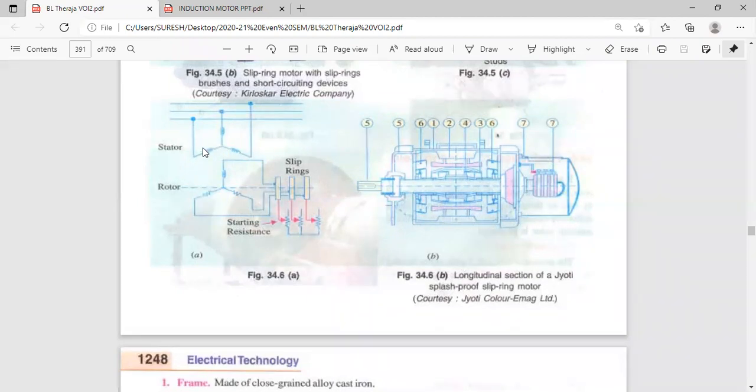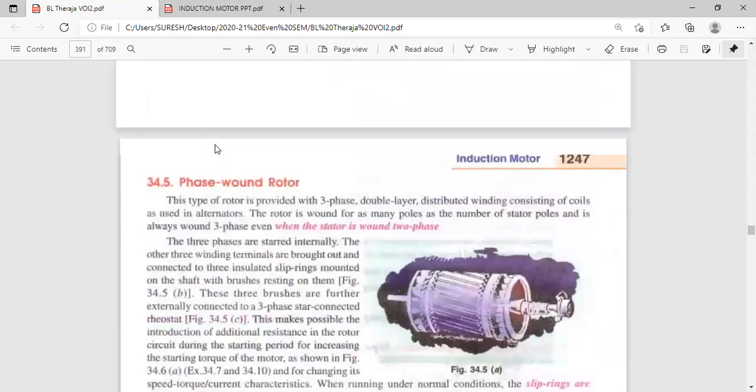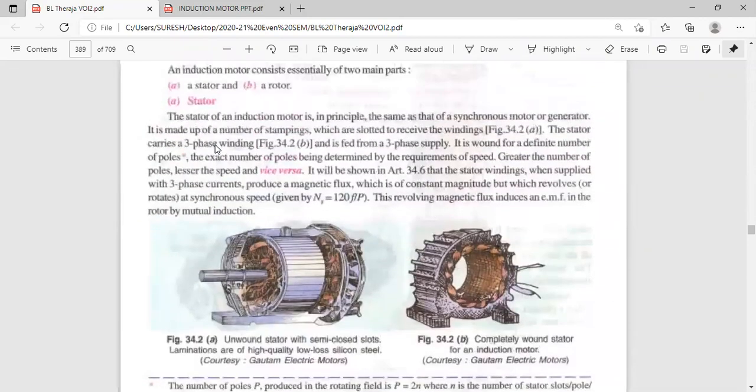Ns is equal to 120 F by P. Ns is the synchronous speed. Let us assume 1500 RPM. If the number of poles is less, speed will be more. Why is speed more when the number of poles is less?